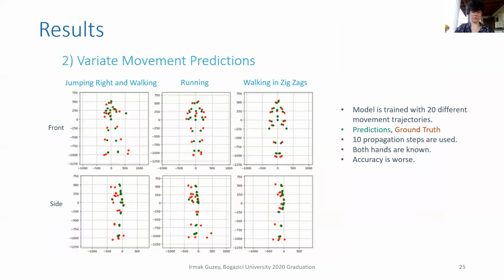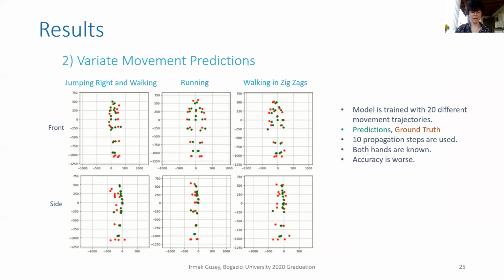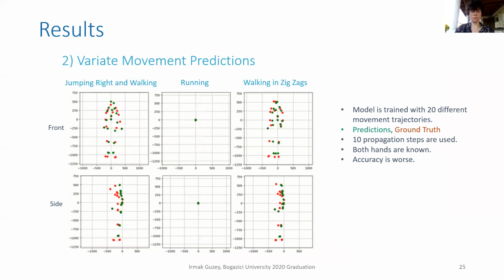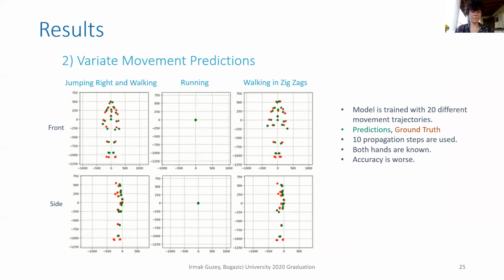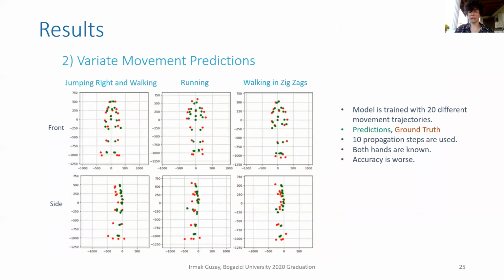For the second experiment's results, here the model is trained with 20 different movement trajectories, and we show 3 of these movements' predictions here. Again, predictions are shown with green points and ground truth positions are shown with red points. 10 propagation steps are used, and this time both hands are given as reference points. So here we can see that although the model works well in horizontal and vertical axis, predictions are not as good in the lateral axis. Thus, we can conclude that it becomes harder for the model to generalize when it is trained with more varied movements.